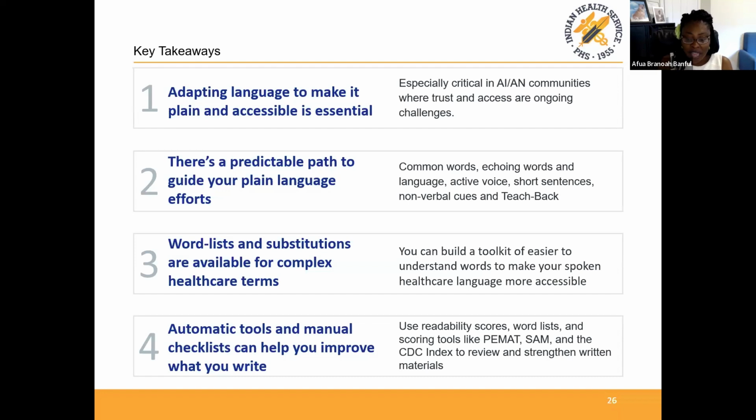Even more helpful are these automatic tools and manual checklists that help you improve what you are writing. Remember, both in verbal and written communication, the goal is to be at that 4th to 6th grade level. Some of these readability scores are very easy to use in Microsoft Word, and we'll do that next week. Some of the scoring tools are a little more involved: the PEMAT, the SAM, and the CDC Index. It's really training you to assess, right? But then you need to go back and fix it.